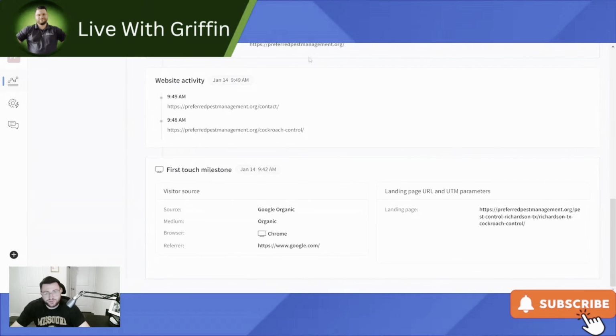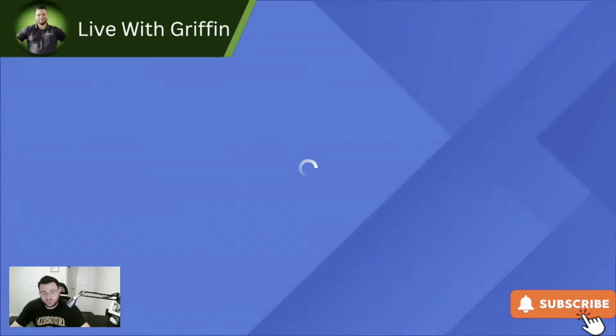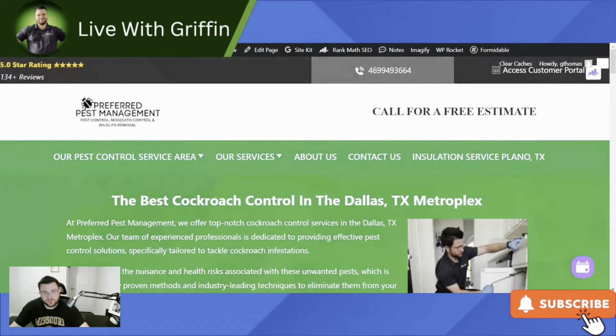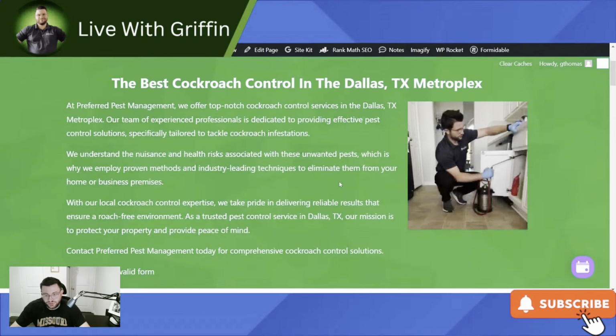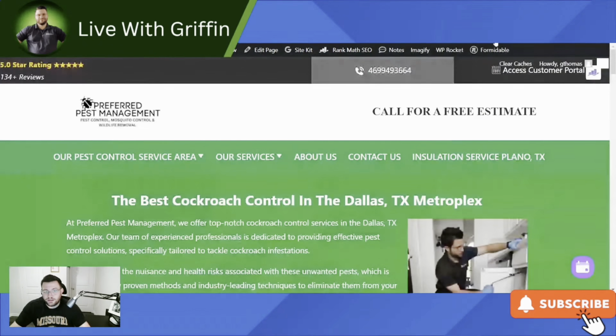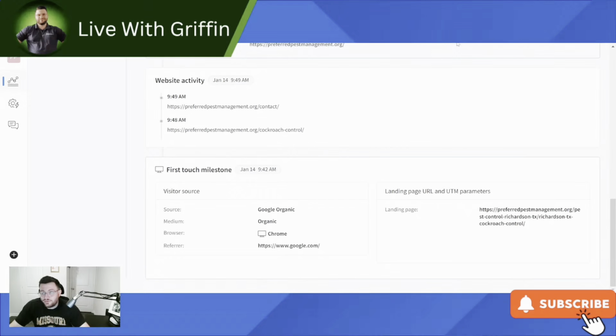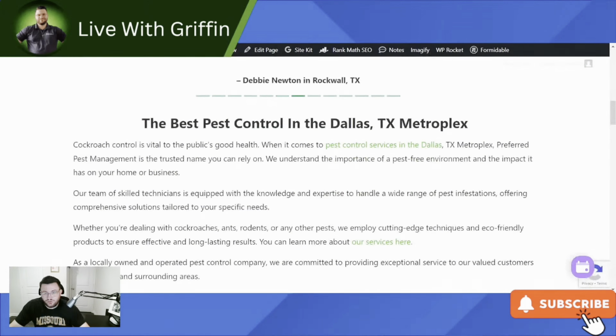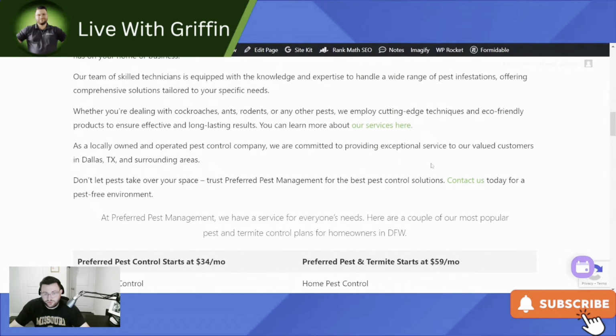So from there, he went to our cockroach control page. This was the page he went to next, preferredpestmanagement.org/cockroach control. And then from there, he finally went over to our contact us page, which tells me either A, he went to the header area and hit contact us, or he may have read through here and went, okay, contact us, which is probably what he did.